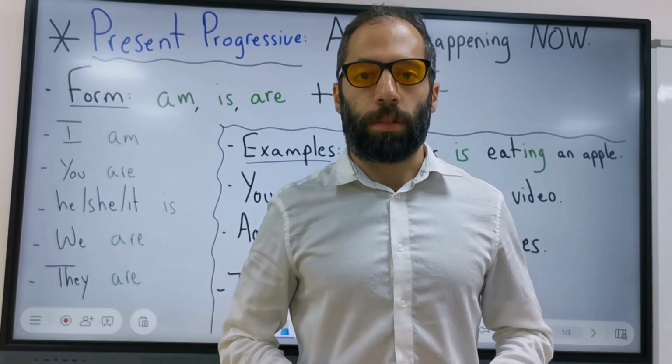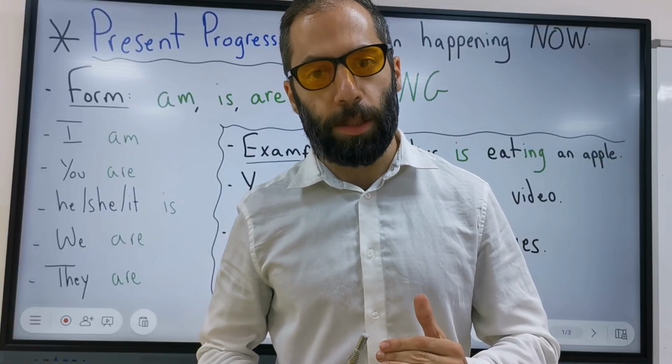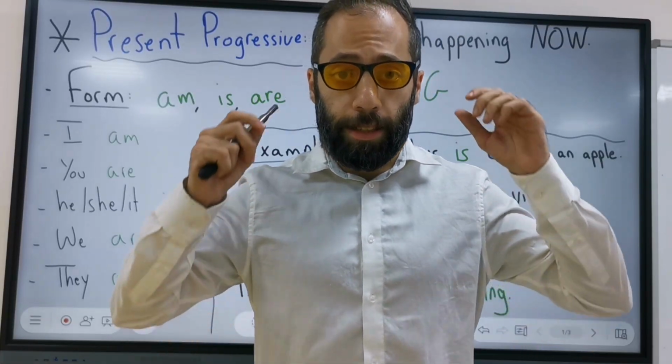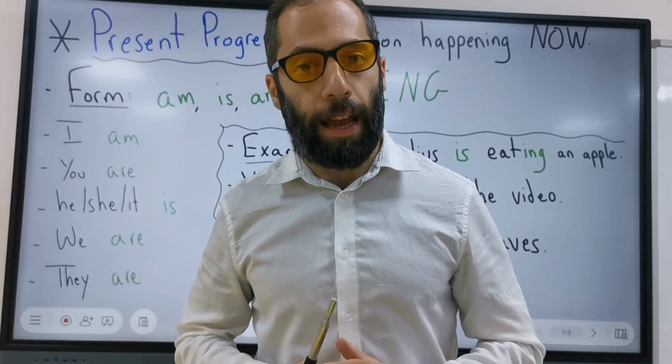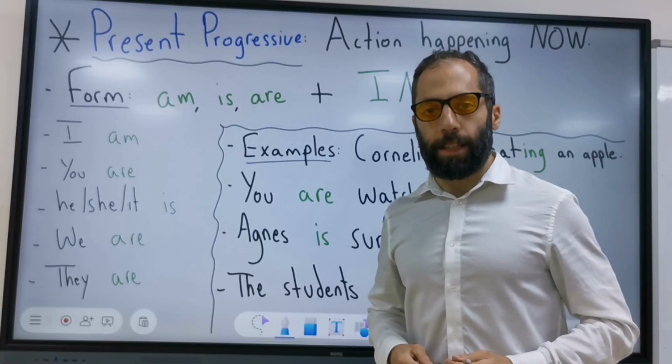Now today we're going to be talking about the present progressive. Yesterday we talked about the past progressive in part 2. Today we're going to be talking about the present progressive, so let's go ahead and begin. So how do I make the present progressive?